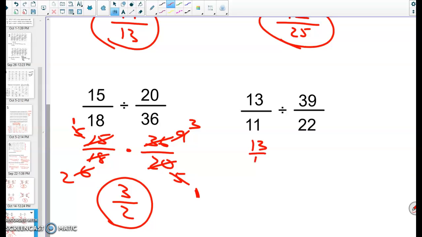And finally, 13 over 11 times 22 over 39. Nothing to reduce vertically, but 11 goes into 11 once, 11 goes into 22 twice, 13 goes into 13 once, and it goes into 39 3 times. 1 times 2 over 1 times 3 is 2/3.